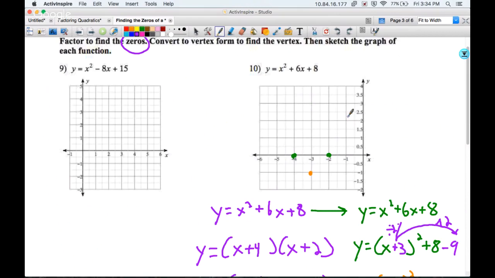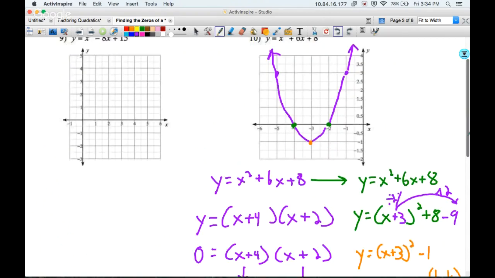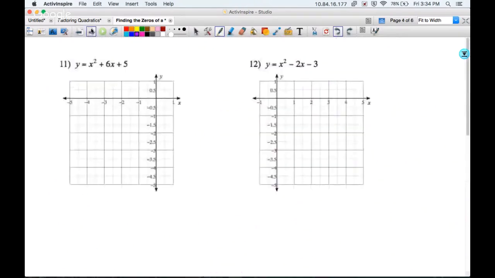Let me add in one more point. If I plug in -1, I should get a 3. If I plug in -5, I should get a 3 as well. Connect this up. We've got a sketch of this parabola. All right. Moving on.